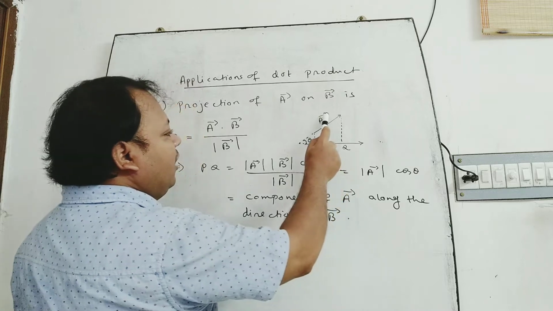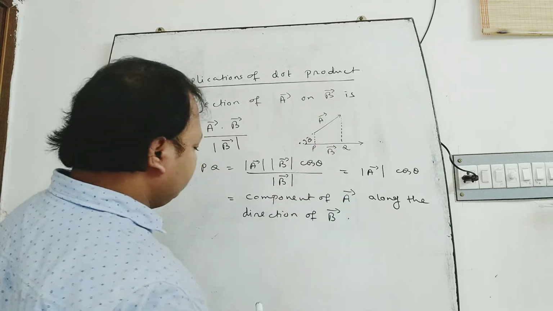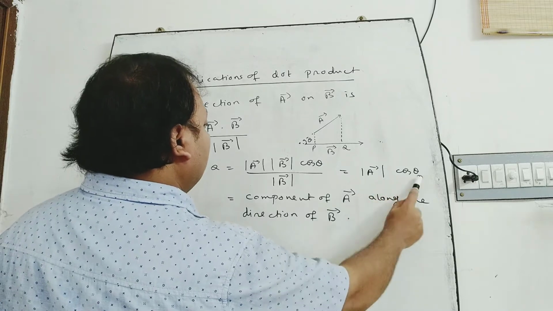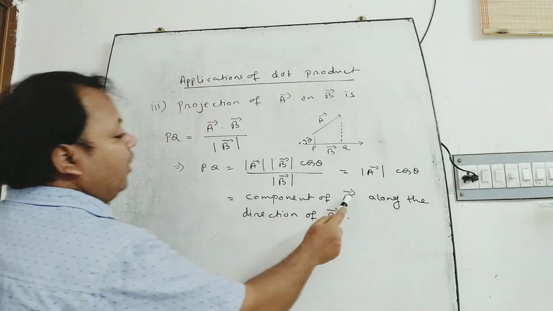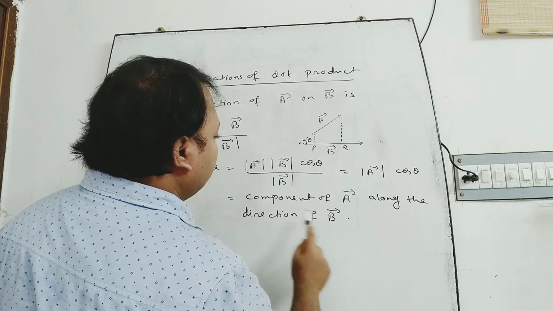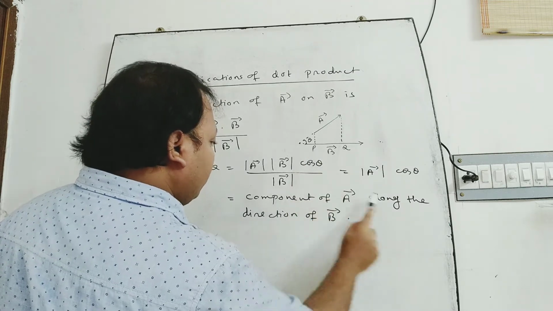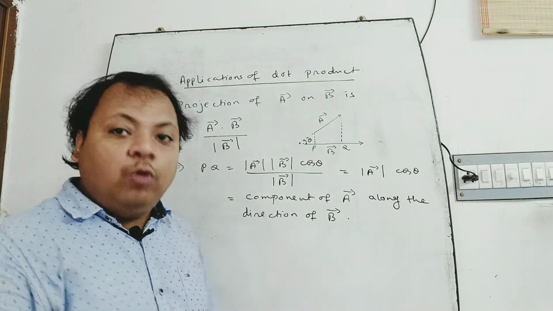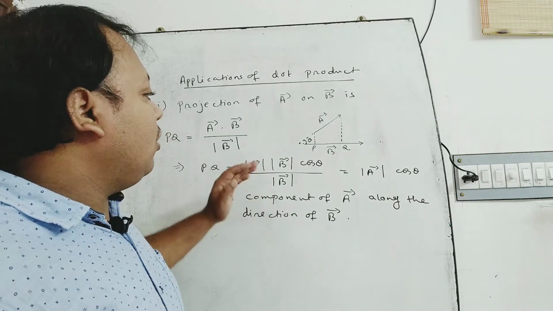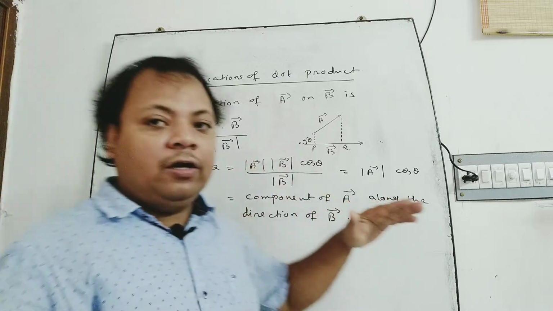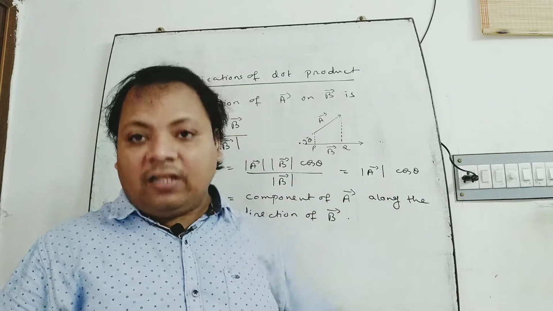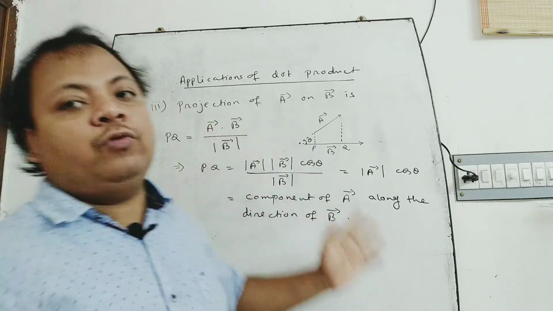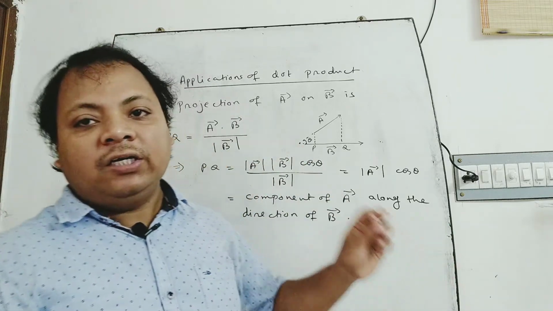This gives PQ is equal to mod of a vector cos theta, where theta is the angle between a vector and b vector. That is, mod of a cos theta gives the component of a vector along the direction of b vector. That's why, when we are to find the component of one vector towards another vector, we find the projection of the first vector on the second vector.